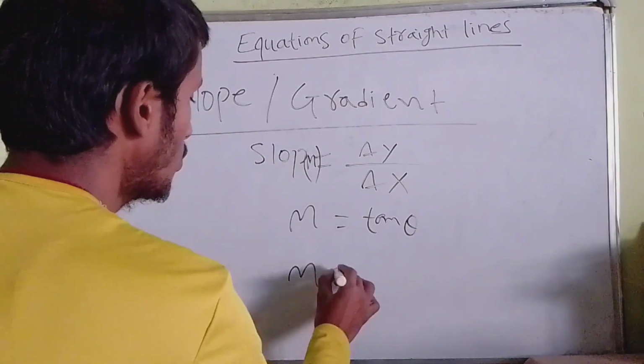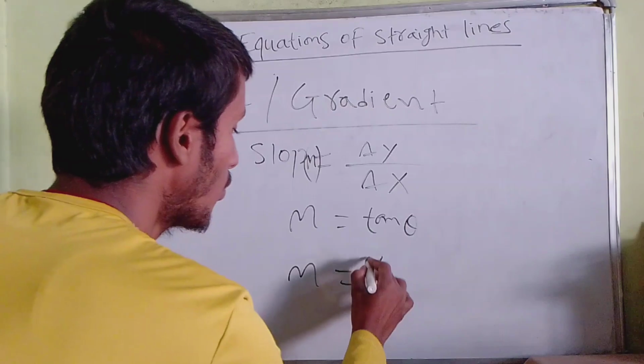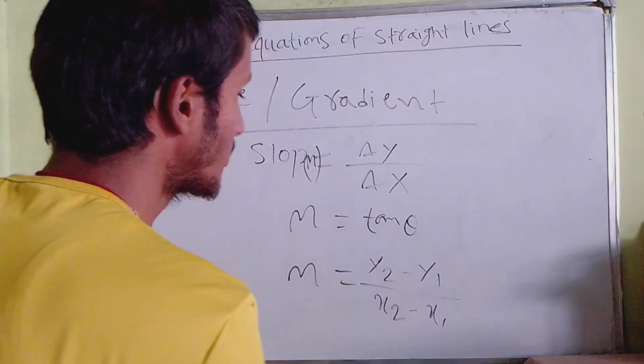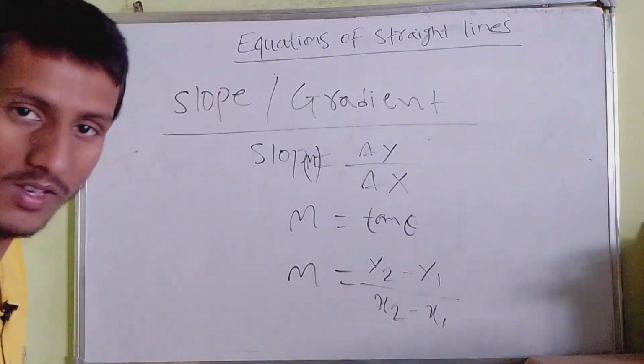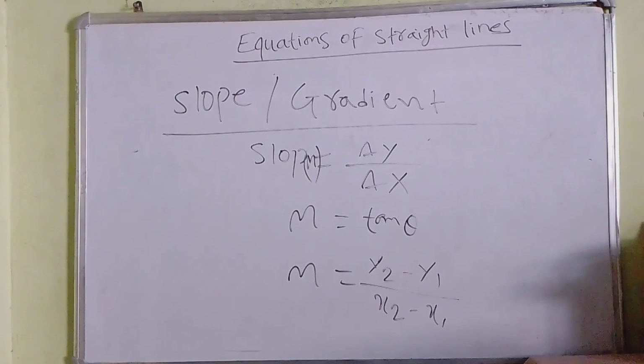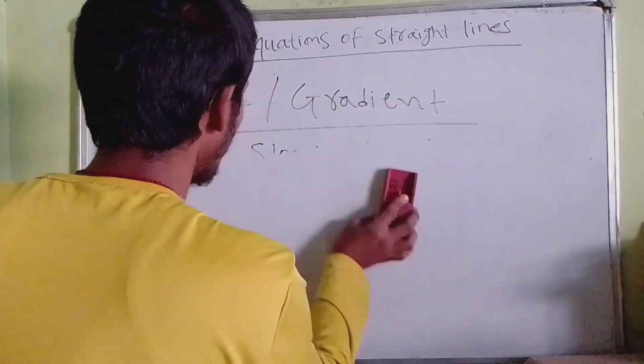Okay, if you extend this a little, then this is y2 minus y1 divided by x2 minus x1, meaning change in y divided by change in x. This is what slope is, and now we're done with slope. Okay, so please note them down if you want to. Let's move forward now.